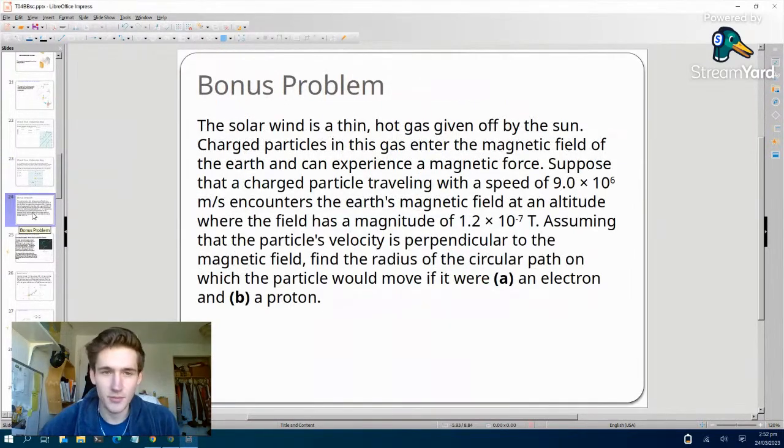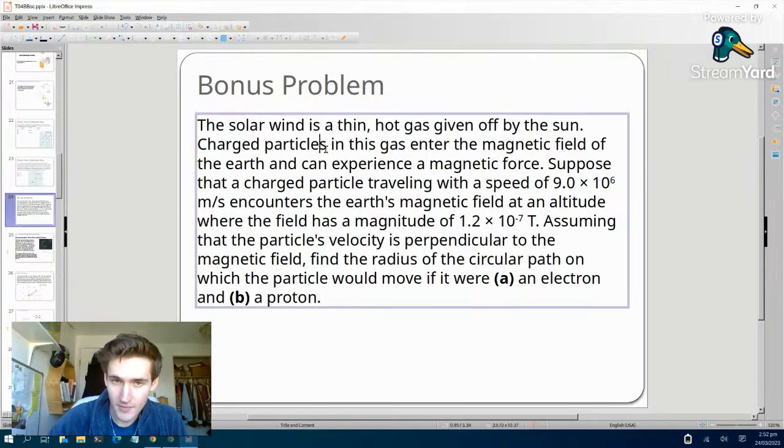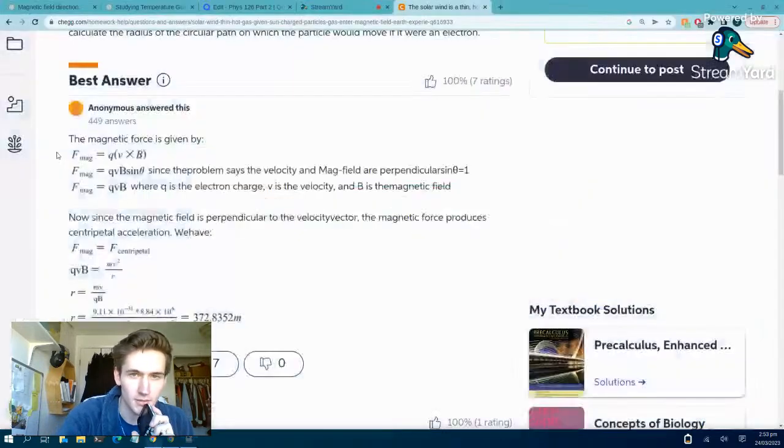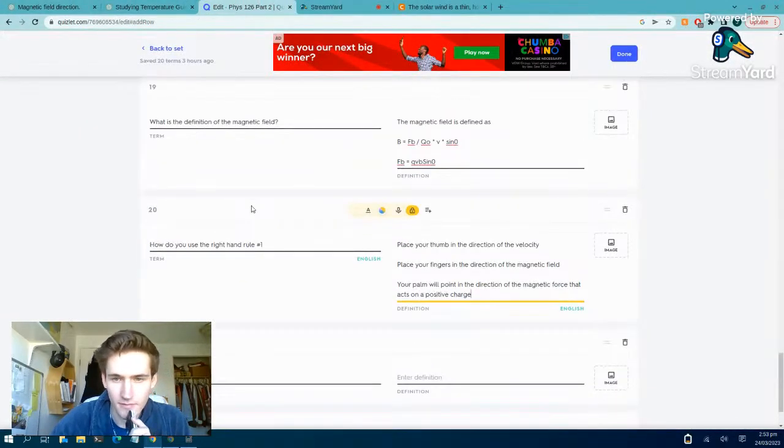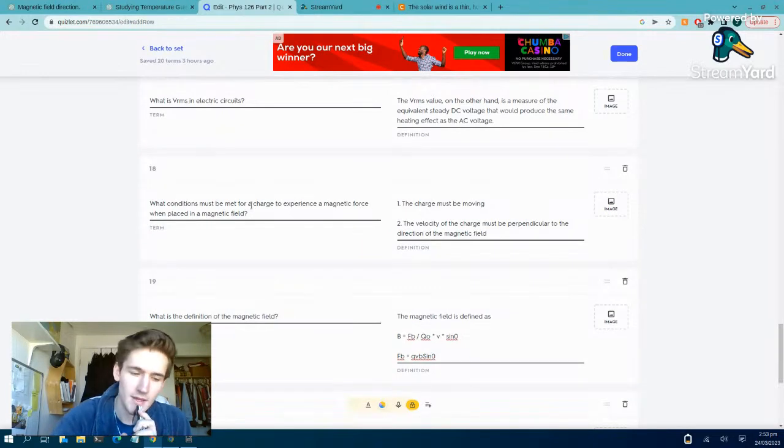All right, so we're going to start on this problem here. The solar wind is a thin, hot gas given off by the sun. Charged particles in this gas enter the magnetic field of the Earth and can experience a magnetic force. For charges to experience a magnetic force, the velocity has to be perpendicular to the magnetic field. And what's the other thing? I'm pretty sure I wrote it down somewhere. And the charge must be moving.